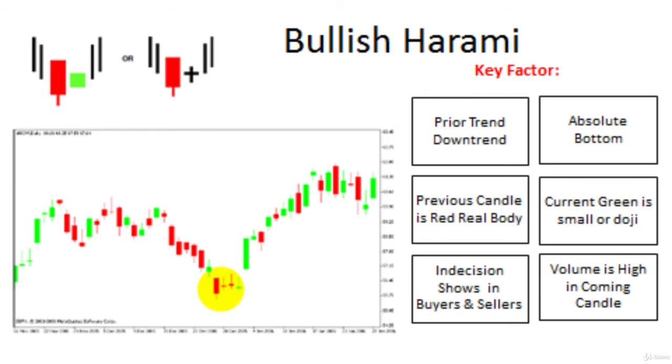As you see in the sample chart on your screen, there is a prior downtrend, and at the absolute bottom a big red candle creates a low, and the next candle looks like a doji. This clearly shows a reversal pattern.